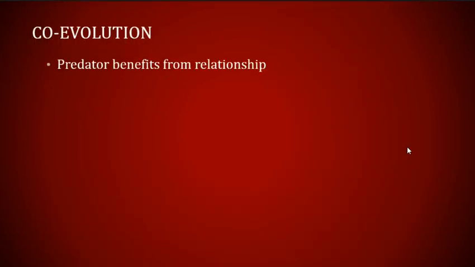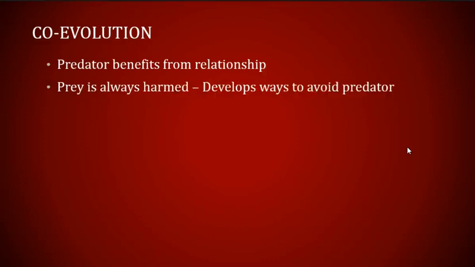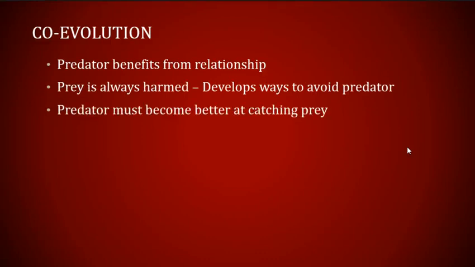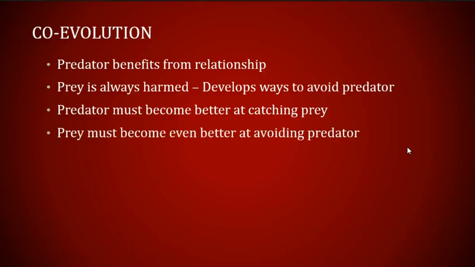Okay, moving on to coevolution. Coevolution is where predator and prey shape each other, and so a lot of the things that you see in nature in terms of biodiversity are shaped because of this predator-prey coevolution. The predator benefits from the relationship because it eats the prey. The prey is always harmed, so it's going to develop ways to avoid the predator. The predator has to become better at catching the prey as the prey adapts and evolves to avoid it. Then the prey has to become even better at avoiding the predator, and so on and so on. And so you get this constant arms race as the best of the predators catch the prey and pass on their genes. The best of the prey pass on their genes and don't get eaten.